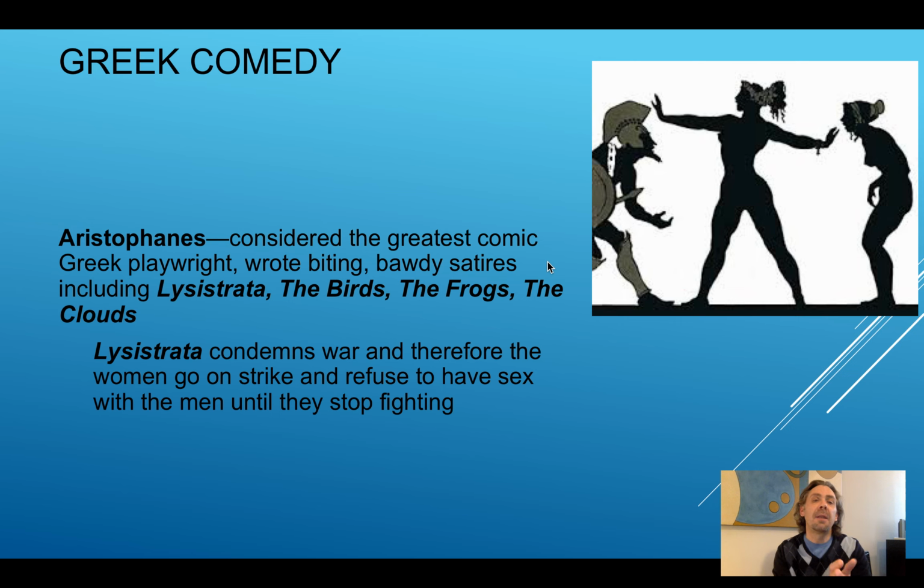Lysistrata is a play that actually is about condemning war by women. And so the women, therefore, go on strike and refuse to have sex with the men until they stop fighting. So Lysistrata is a play about women not having sex with men in order to get the men to stop going to war. I considered having us read Lysistrata instead of Antigone, but I feel that Antigone presents a stronger female character. However, I will fully admit I'm torn because you still have men in both instances writing plays with female characters. So they're attempting to give a woman a voice.